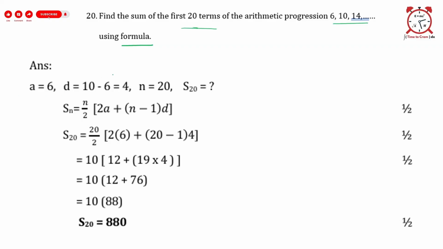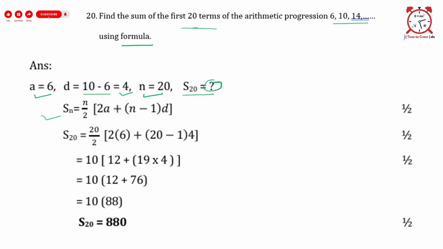So here from the given arithmetic progression, a equal to 6, d equal to 10 minus 6 equal to 4. We have to find the sum for 20 terms, so n equal to 20, and S20 equal to question mark.